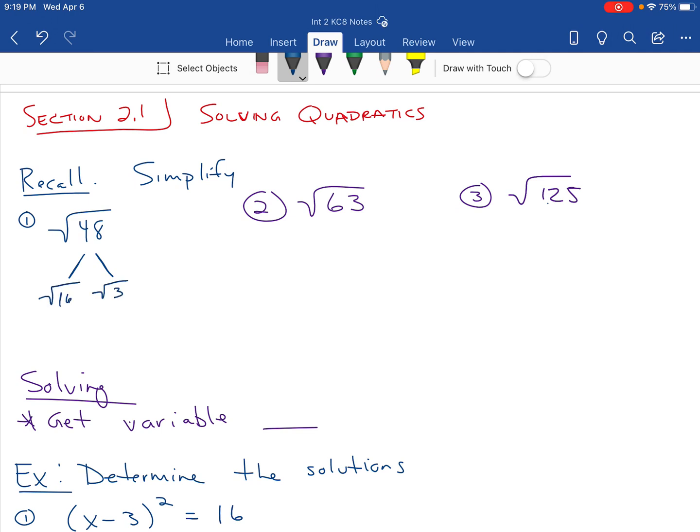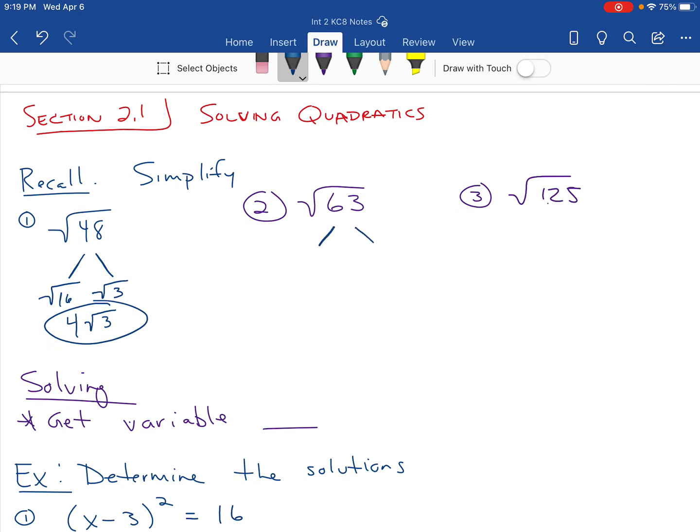And we've already done this before, okay, in a previous unit in the first semester, but this is just a review. And the square root of 16 is 4. And the square root of 3 is not a perfect square, so we are going to leave it like that. So it's 4 square root of 3.